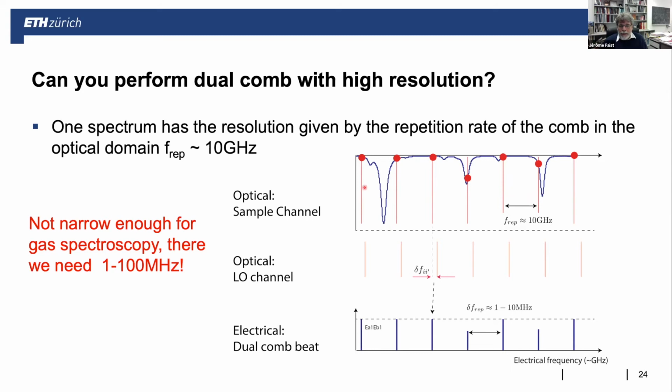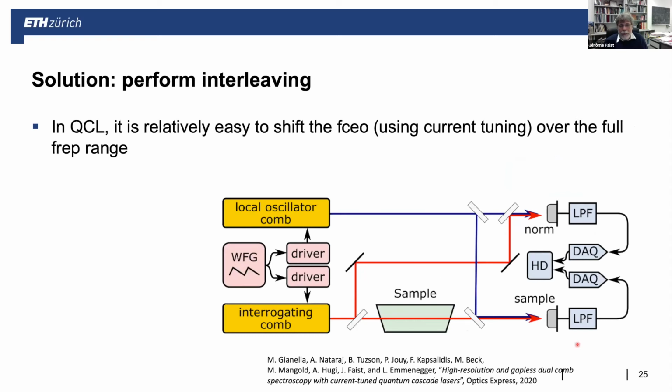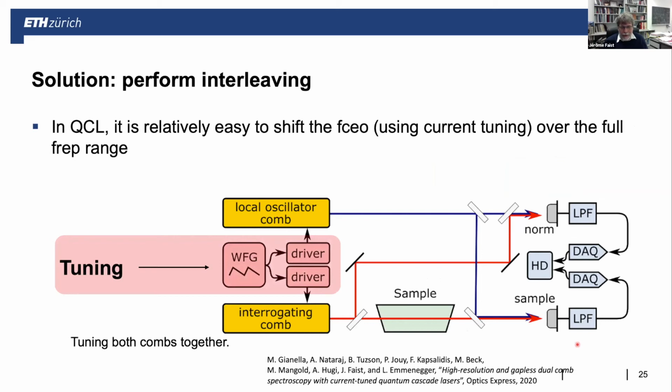What you have to remember is that you do the dual comb by having your local oscillator slightly detuned, and that each pair of these modes will create, let's say, a line in your RF spectrum. Now, of course, what you can do is take advantage of the fact that you can tune both the local oscillator and the interrogating comb by just ramping the current. And I refer you to this publication for the details.